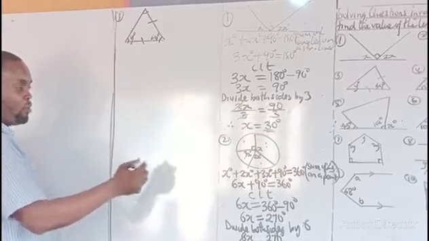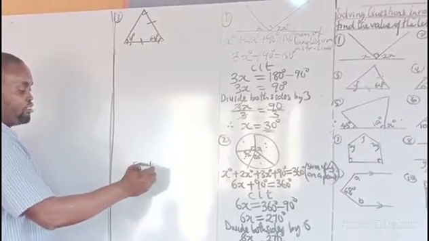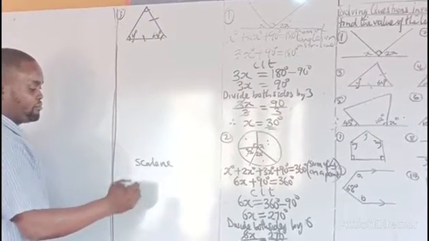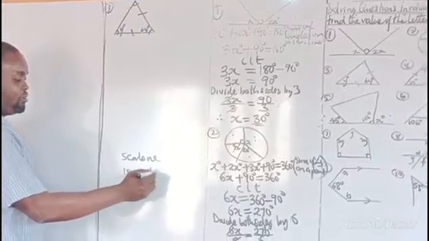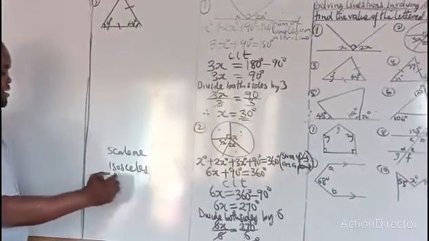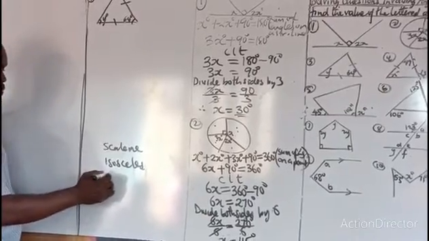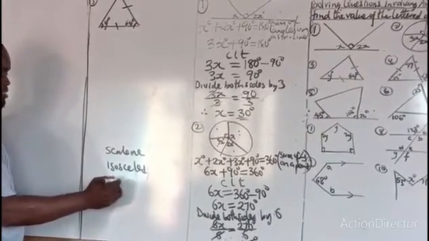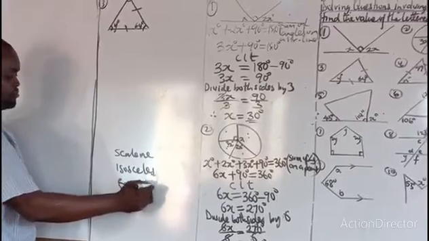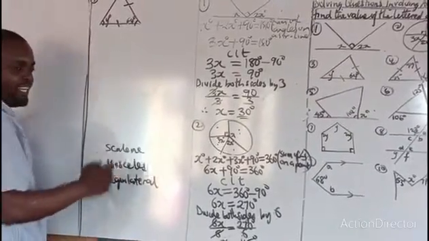We have different types of triangle. We have what we call the scalene triangle, the isosceles triangle, and the right-angle triangle. But most importantly for this case, we are talking about the equilateral triangle. Now, which one is a scalene triangle?